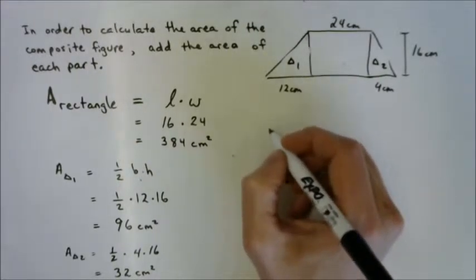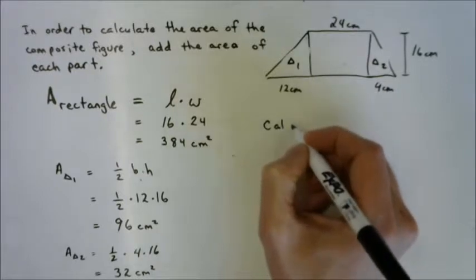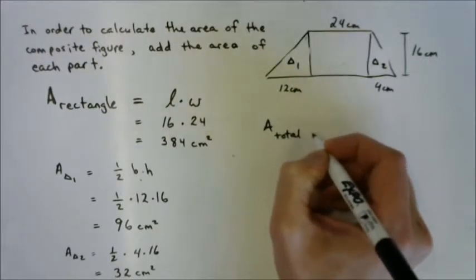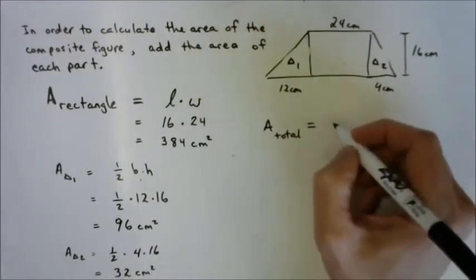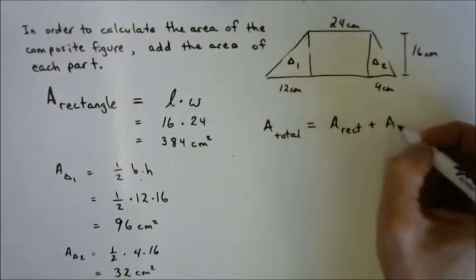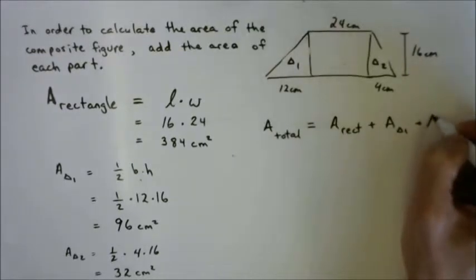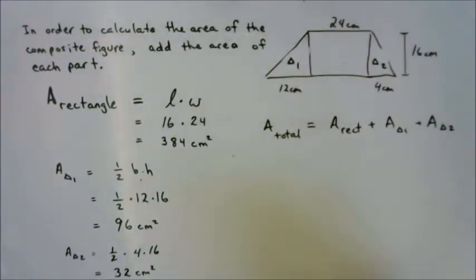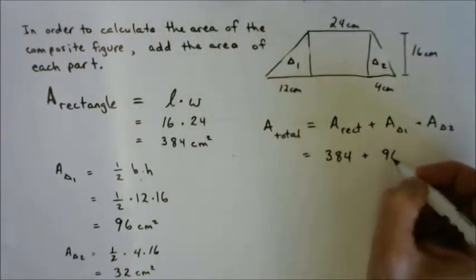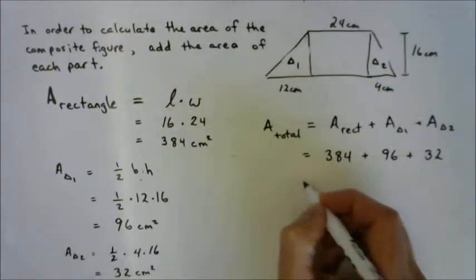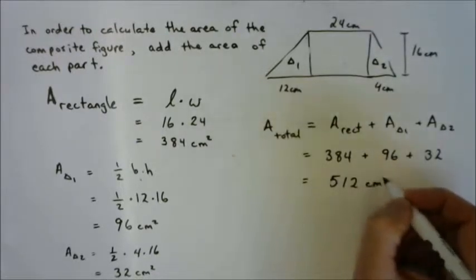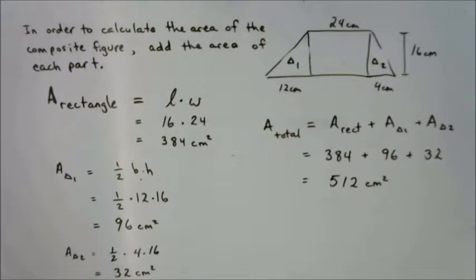So here we go. Let's do it this way. Area total equals, and I'm going to write the whole original, guys. I'm going to write area of the rectangle plus area of triangle 1 plus the area of triangle 2. And then we'll write in what we got for each of those things. 384 plus 96 plus 32 for a grand total of 512 centimeters squared, or squared centimeters.